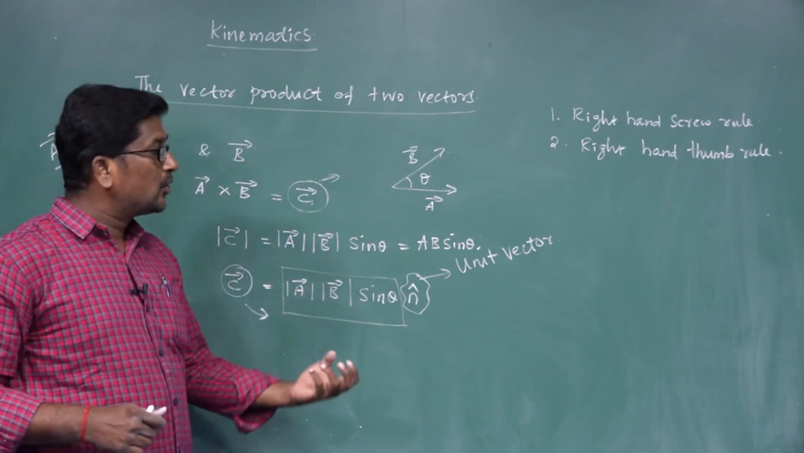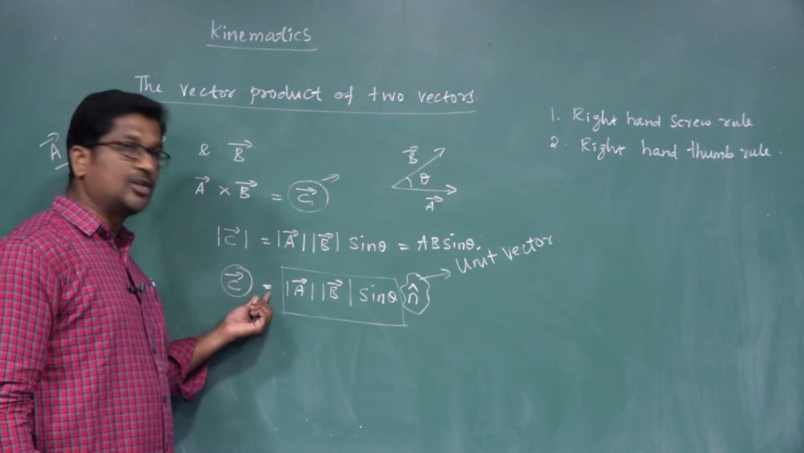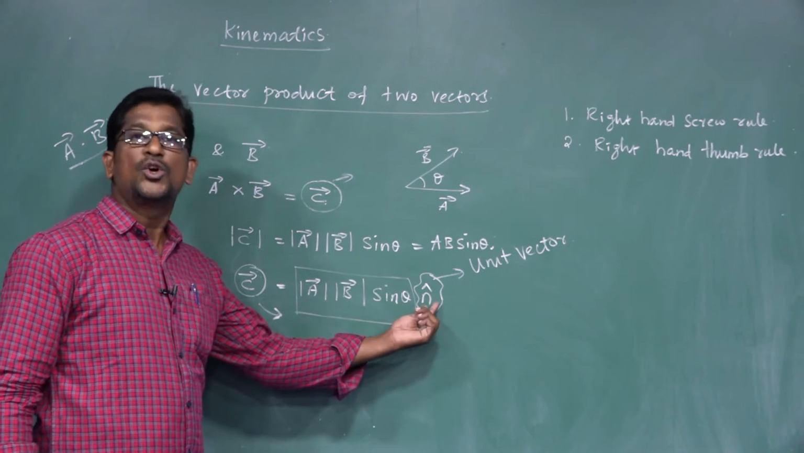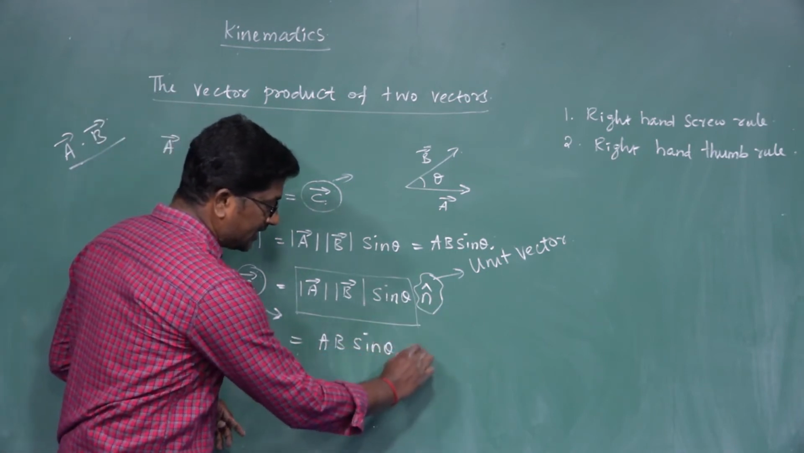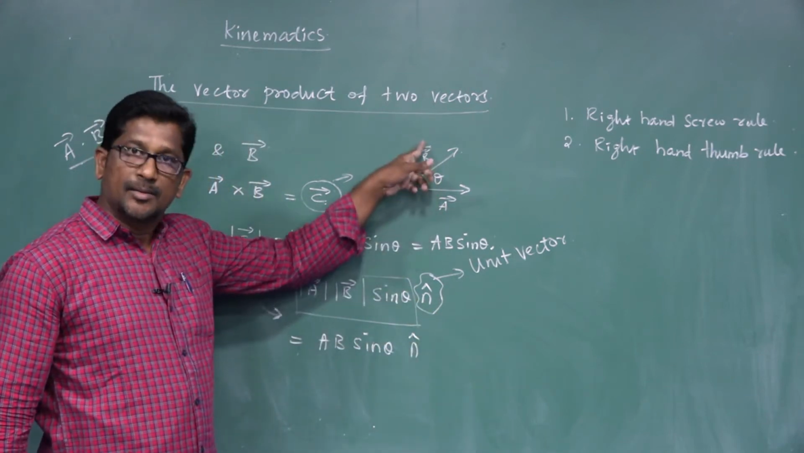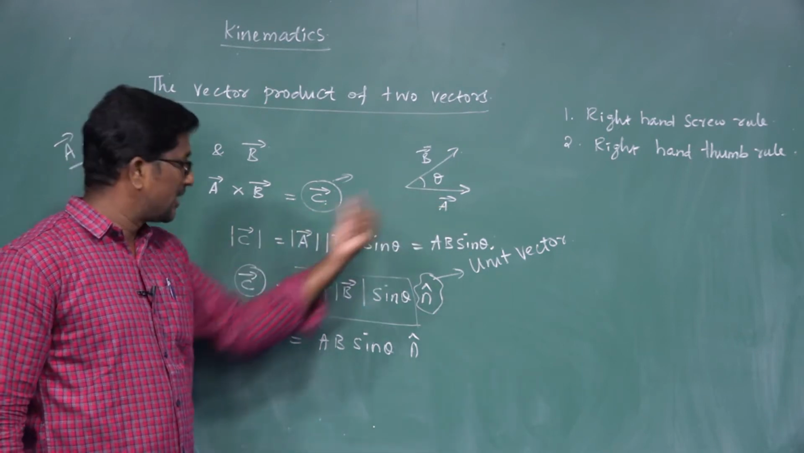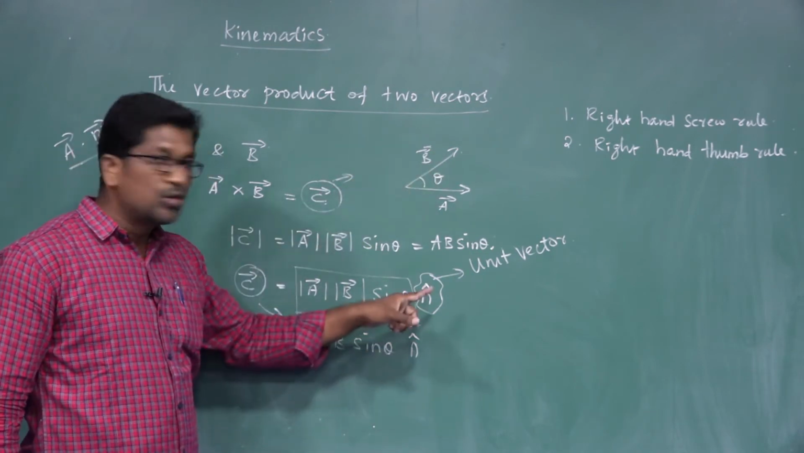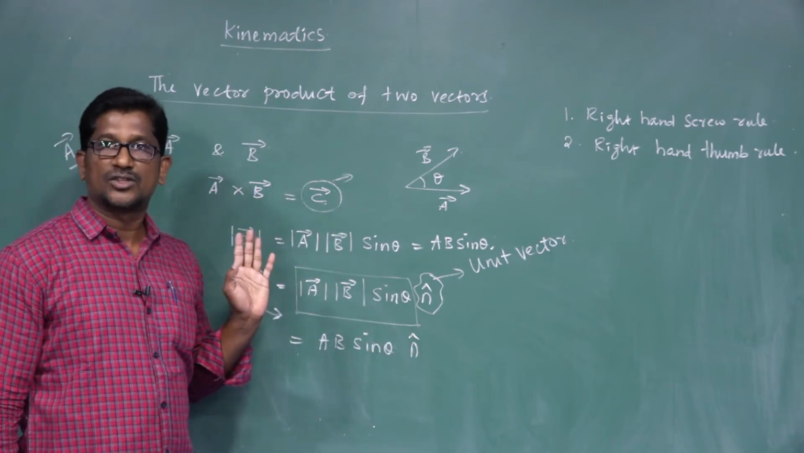And both the magnitude and the direction of C vector are represented by C vector equal to modulus of A vector, modulus of B vector into sin theta into n cap, or simply AB sin theta into n cap. Theta is the angle between A vector and B vector. A is the modulus of A vector. Modulus means magnitude, the magnitude of A vector, and B is the modulus of B vector. And n cap is a unit vector which is used to represent the direction of C vector.